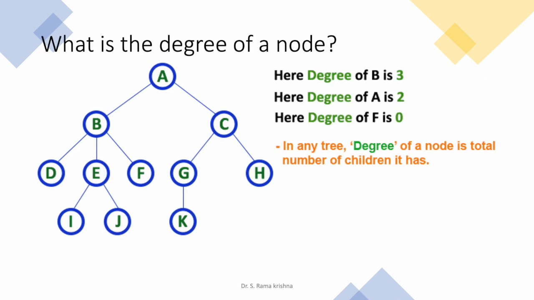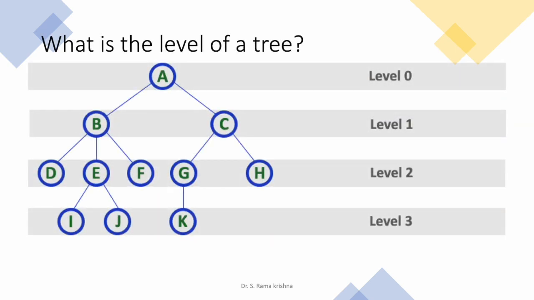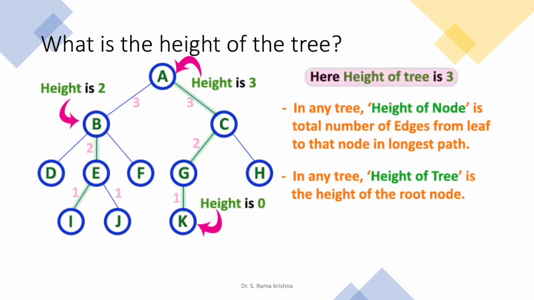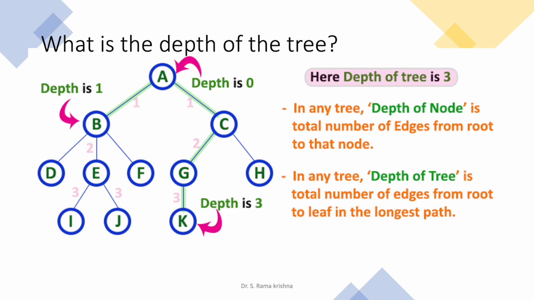The degree is the number of child nodes of a particular node. For B, it is 3. For A, it is 2. The level denotes the number of ancestor nodes till the root node. For A, it is 0. For B, it is 1. Height denotes the count of the edges in the longest path to the leaf node. Depth denotes the number of edges in the longest path to the root node.